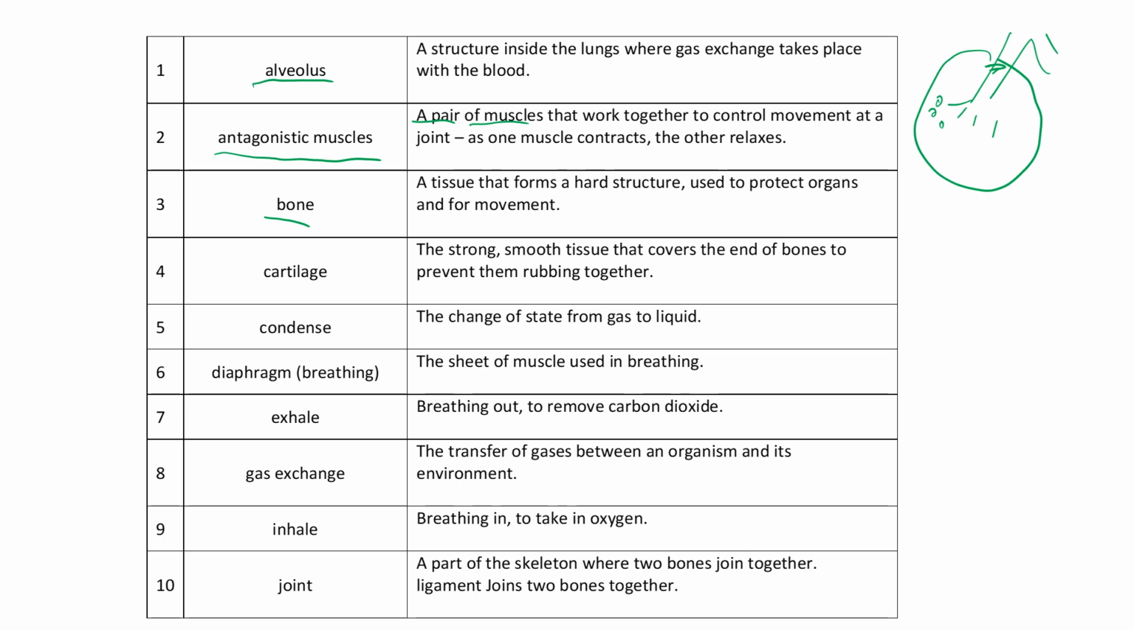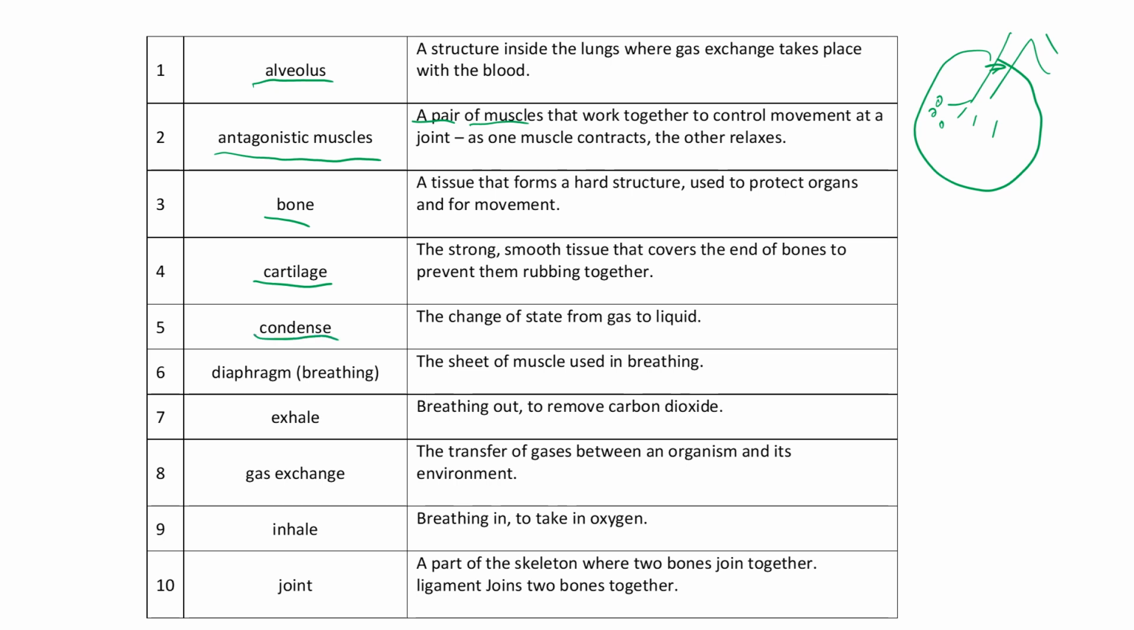The strong, smooth tissue that covers the ends of bones to prevent them rubbing together. It's right on the end and very smooth, so when the two bones come together, you've got cartilage. The change of state from a gas to a liquid, steam to water, condense.